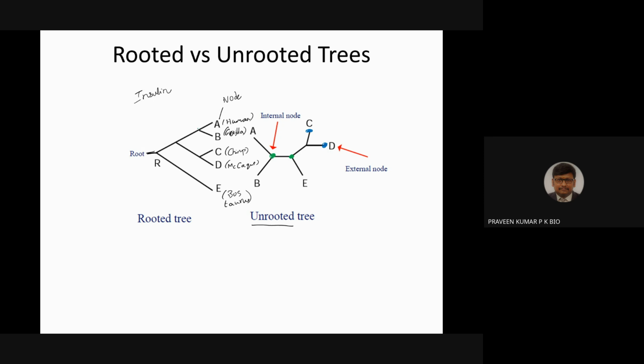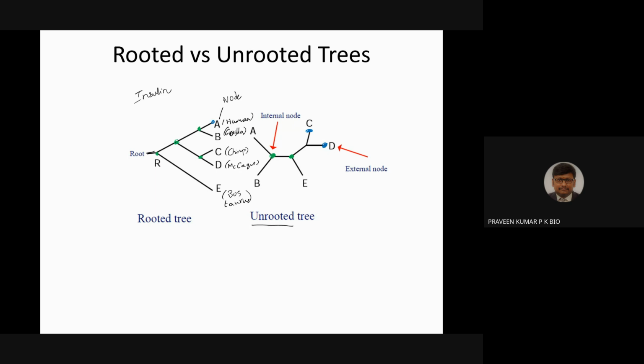Here, if you see, this is an internal node for the rooted tree. This is also an internal node for the rooted tree. Of course, this is also an internal node. But if you see the external nodes of this rooted tree, you can find them here.